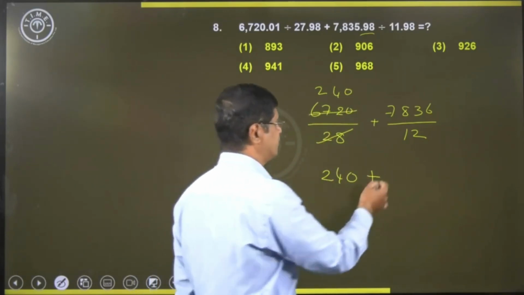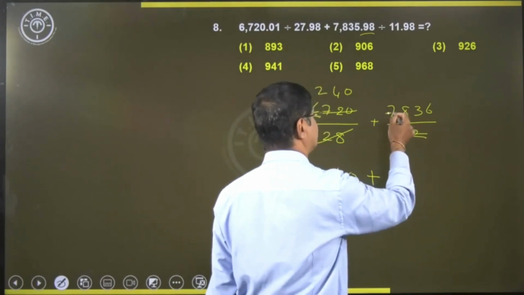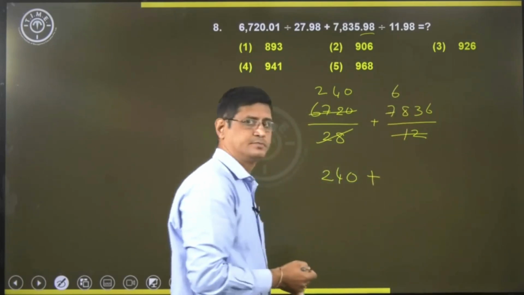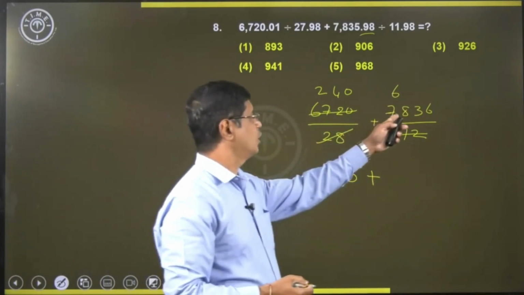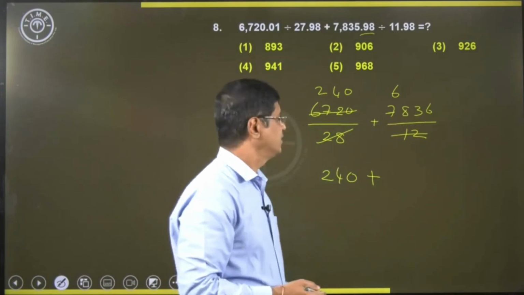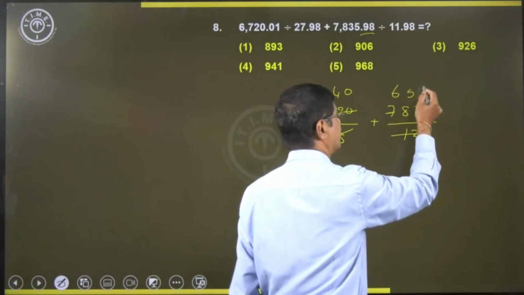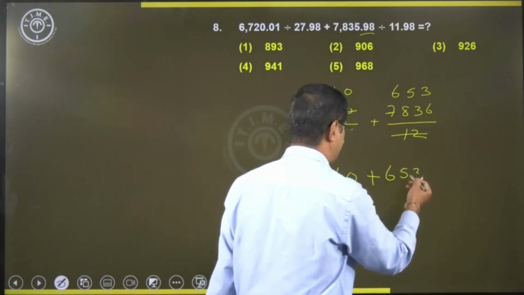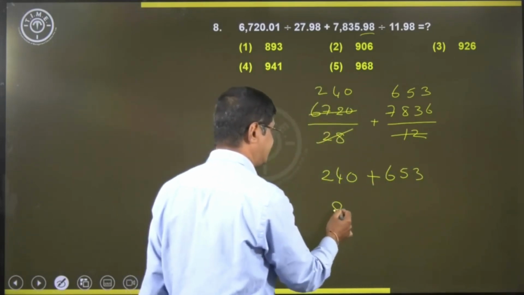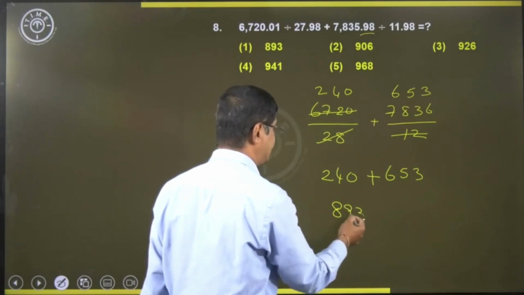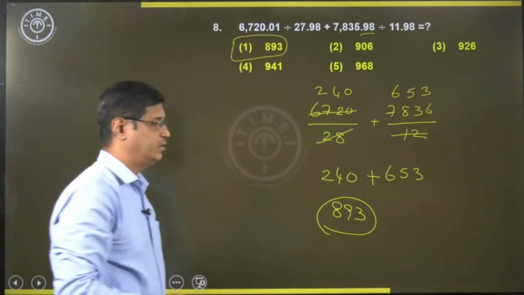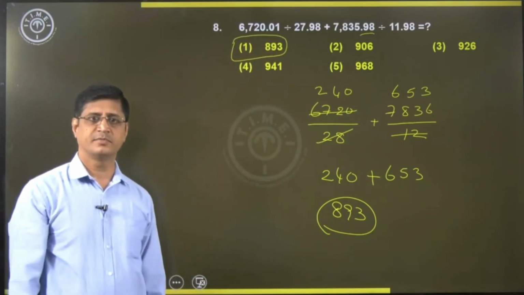Second part, just observe. 6 times 12, that is 72. 72 means left with how much here? 63. 63 means 5 times and 3 times. By adding these two numbers, what is the result? It is 893. So 893 is the right choice, option number 1. The first choice is the correct answer.